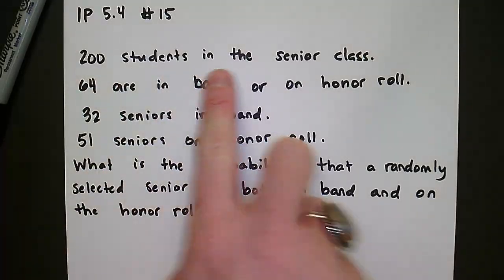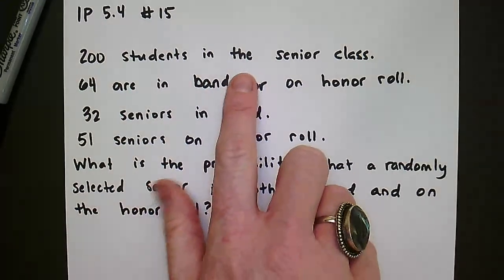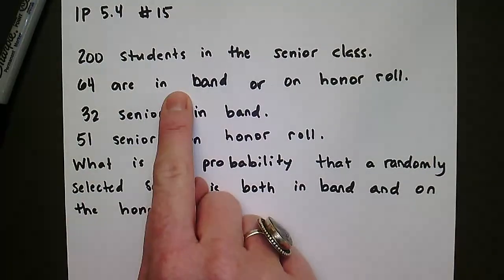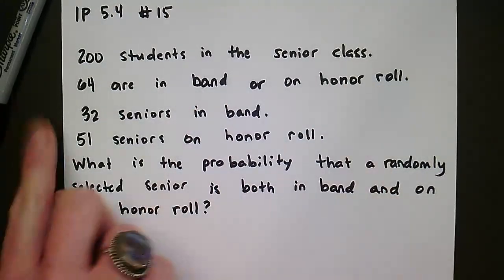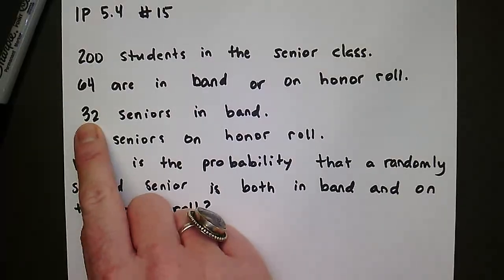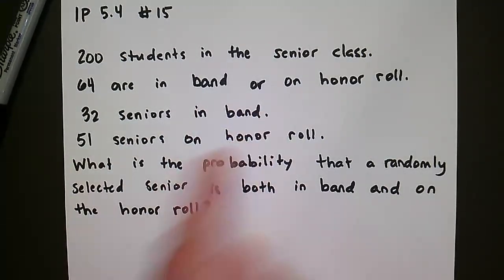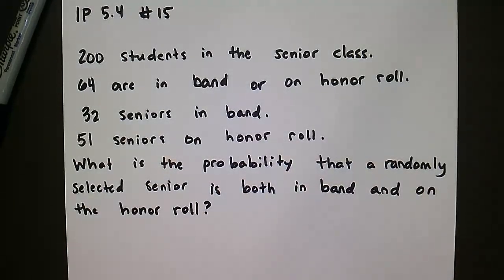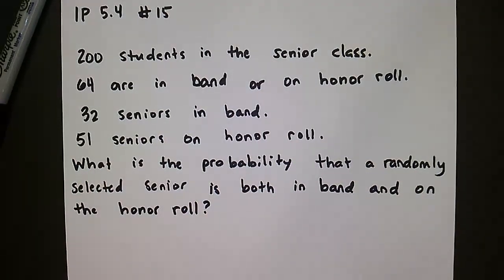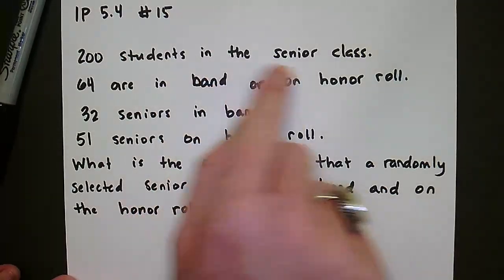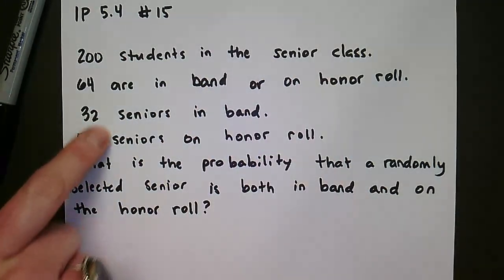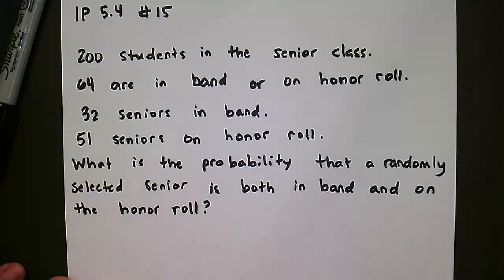200 students in the senior class. So it appears we'll be looking at just seniors. 64 are in band or on the honor roll, so they're one or the other. 32 seniors in band, so that's the total number of seniors in band. 51 seniors on the honor roll, so that's the total for the honor roll. And then our question here: what is the probability that a randomly selected senior is both in band and on the honor roll? So we're going to use a probability relationship that relates our probability of one or the other and their individual probabilities, and then an and probability.